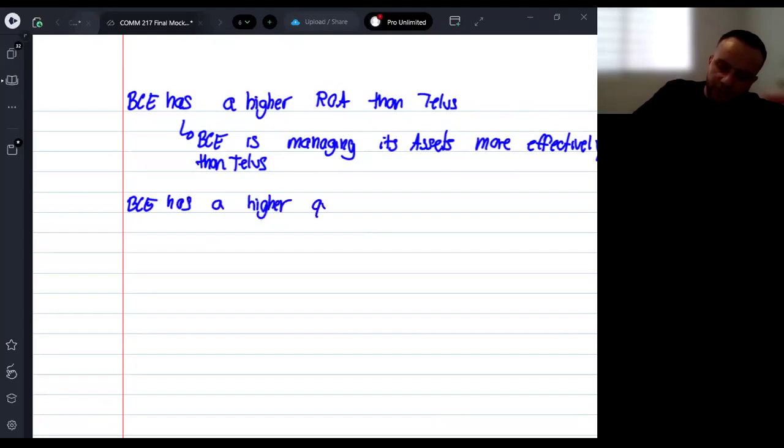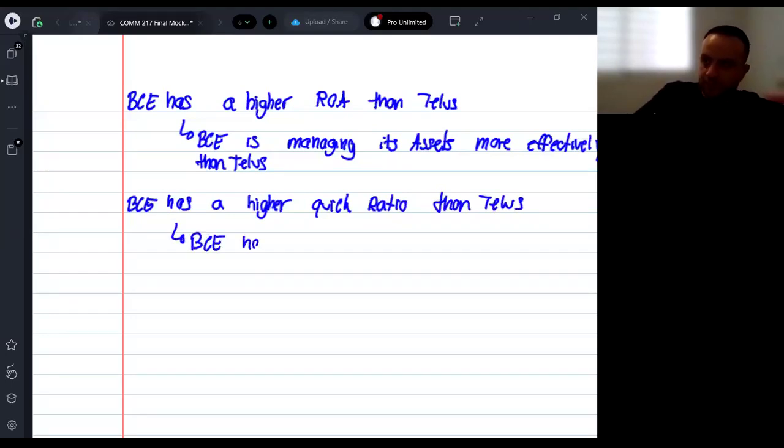Now, what does that mean? That means BCE has higher or stronger short-term liquidity, because the quick ratio measures liquidity.